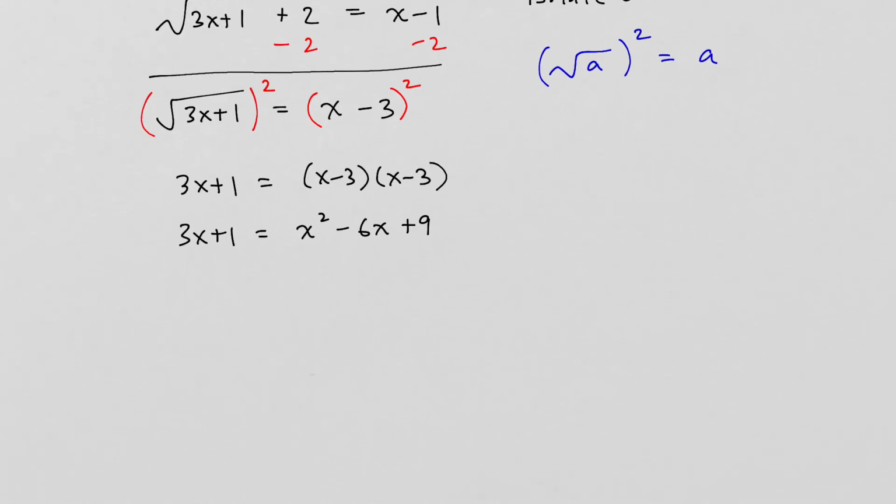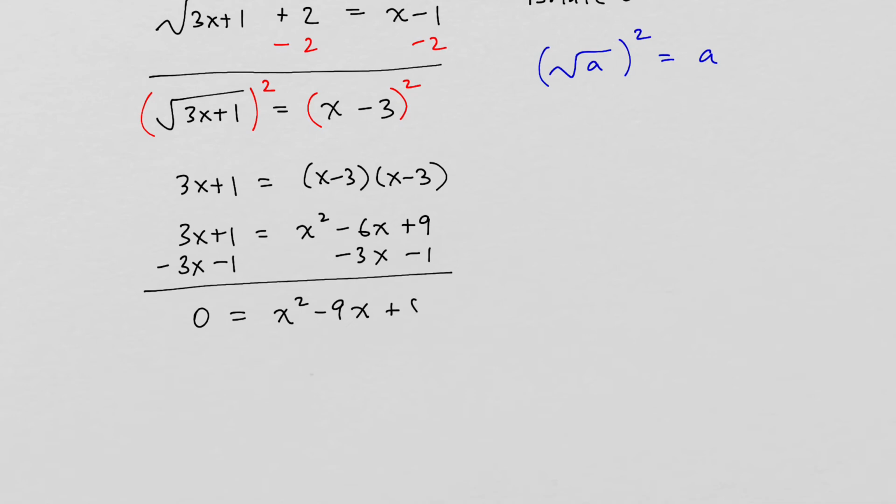And then from there, notice that you have a quadratic equation. So we're just going to subtract 3x from both sides and subtract 1 from both sides. And this gives us 0 equals x squared minus 9x plus 8. So we now have a nice quadratic equation, and we can factor in this case.